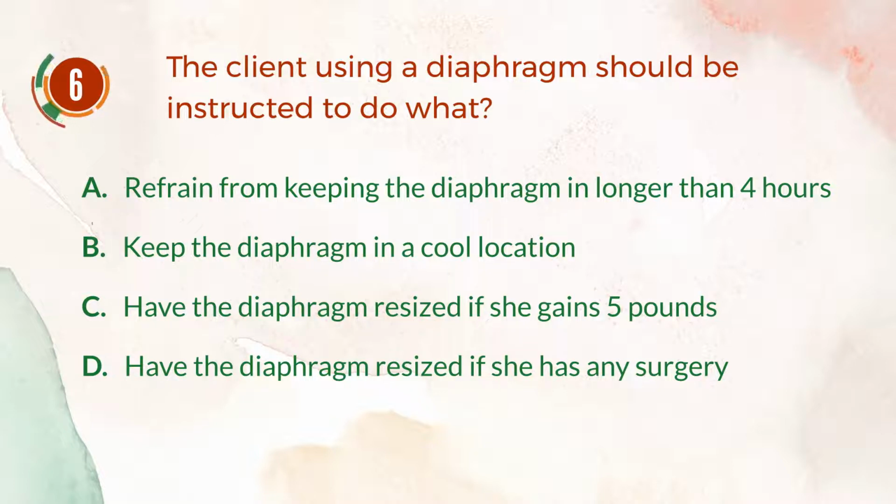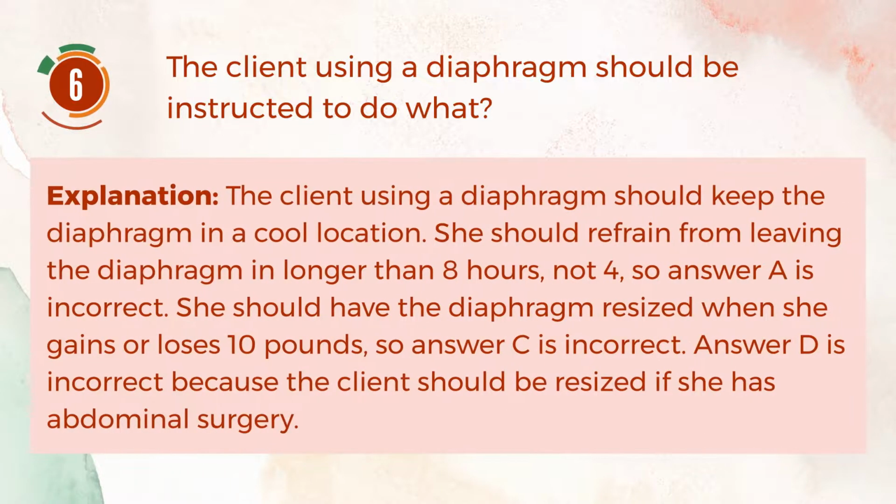The correct answer is B. Keep the diaphragm in a cool location. Explanation. The client using a diaphragm should keep the diaphragm in a cool location. She should refrain from leaving the diaphragm in longer than 8 hours, not 4, so answer A is incorrect. She should have the diaphragm resized when she gains or loses 10 pounds, so answer C is incorrect. Answer D is incorrect because the client should be resized if she has abdominal surgery.